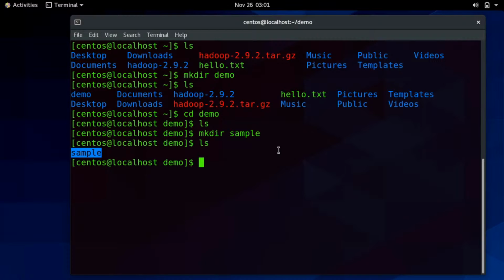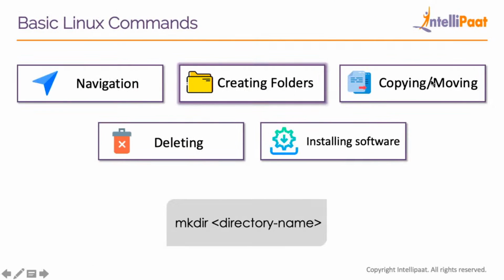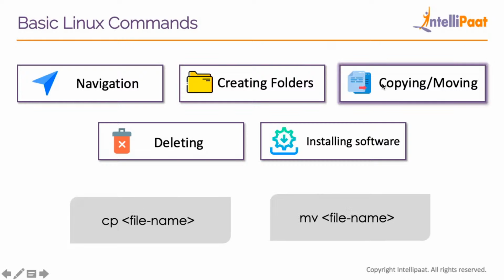Next, let's move on to the next command, that is copying or moving. So how we can copy or move files in Linux, let's understand that. Now to copy a file in Linux, the command is cp, which basically means copy. To move a file in Linux, or to cut paste a file as you do in Windows, the command is mv and the file name, and then after that you have to enter the destination.